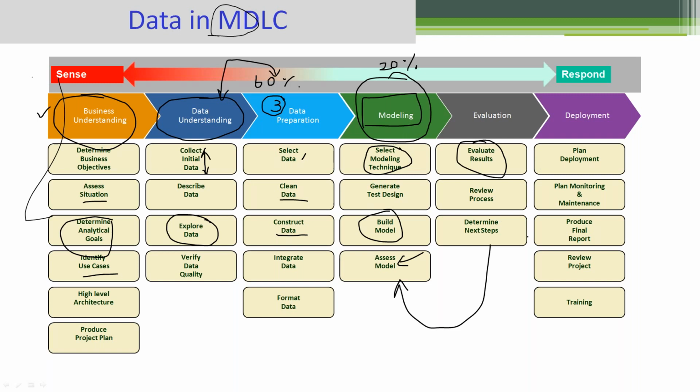during the evaluation phase. Finally comes the deployment phase, where you will actually indoctrinate that model into a production life cycle. Okay, so you plan a deployment, you'll do monitoring and maintenance of that particular model, how it is performing.